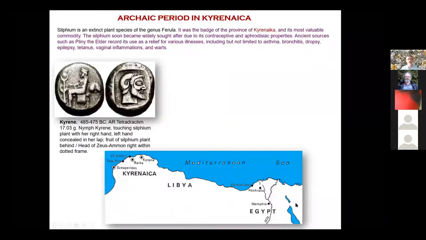And the final slide here on the coins is about the Kyrenaica region in northern Africa. Their symbol is, of course, Silphium from the beginning. It's an extinct plant species of the genus Ferula. It was the badge of the province of Kyrenaica and its most valuable commodity. The Silphium soon became widely sought after due to its contraceptive and aphrodisiac properties.